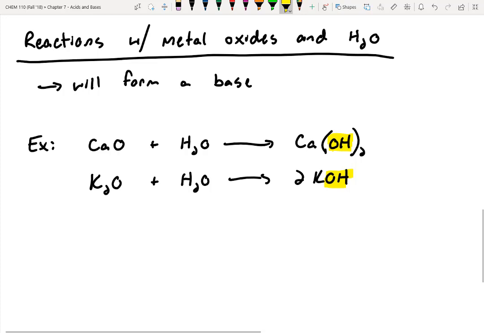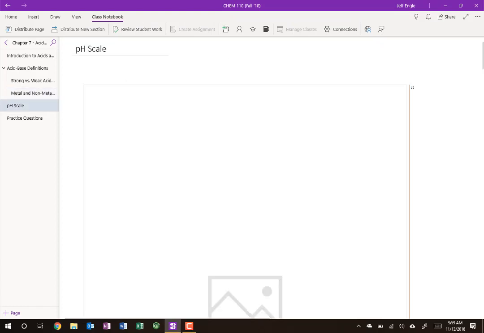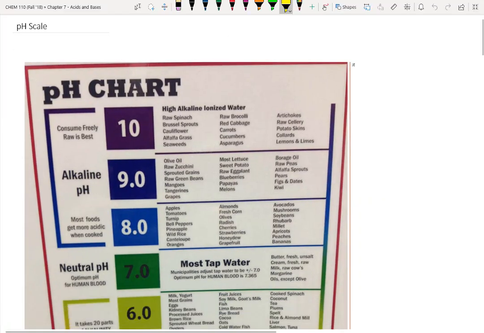Typically, these aren't much of a concern for environmental chemistry. It's the non-metal oxides that cause a lot of the problems. Does that make sense? All right, last but not least, we've got to talk about pH. And I know you talked about pH in lab a little bit, but we'll come back and hit it again.